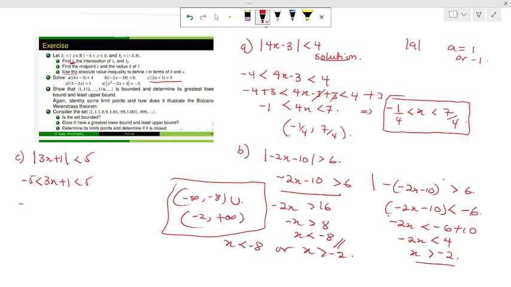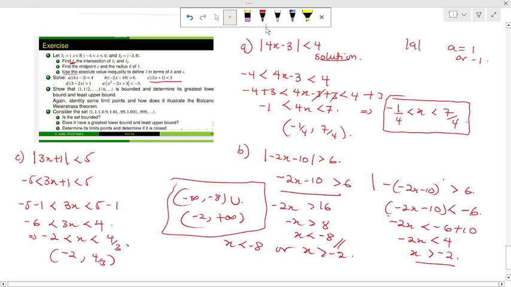Okay. Negative 5 minus 1 less than 3x less than 5 minus 1. Here gives me negative 6 less than 3x less than what? 4, right? At this point, what do I do? I divide through by the coefficient of x, and that will give me negative 6 on 3, which is negative 2, less than x, less than 4 on 3. And this gives me, open brackets, negative 2, comma 4 on 3. That's all. This is simply my interval. As simple as that. Now, let's come back to this.